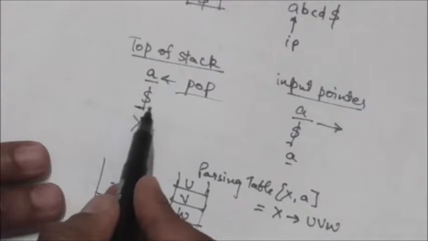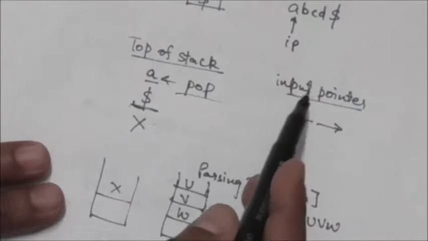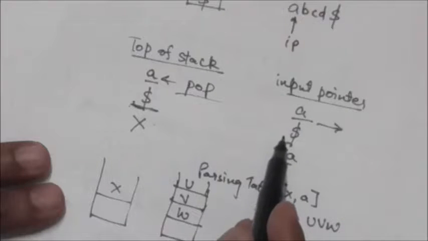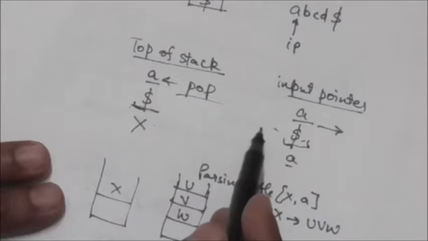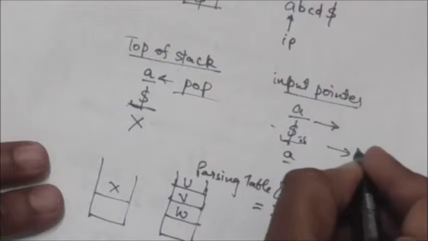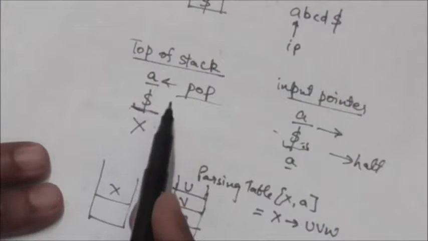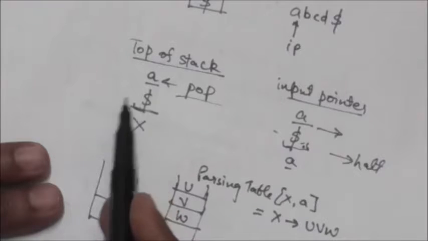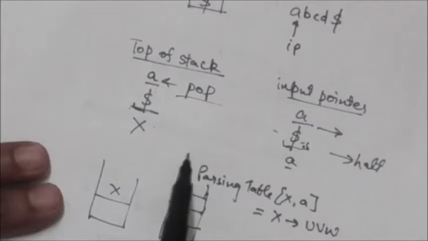If at the top of the stack there is a dollar symbol, and the input pointer also points to the dollar symbol, in this case the parser will halt and announce successful completion. It means the string for which we are doing syntax analysis is syntactically correct.